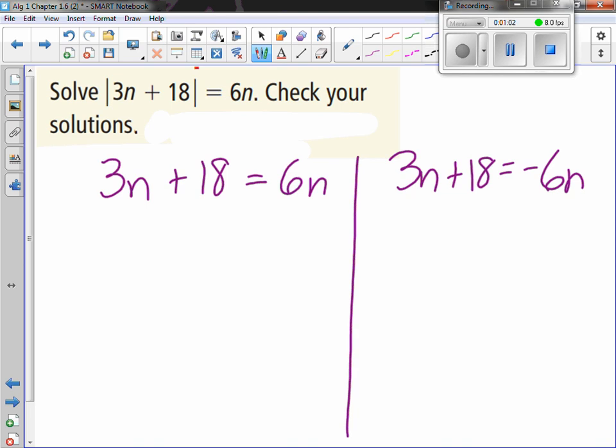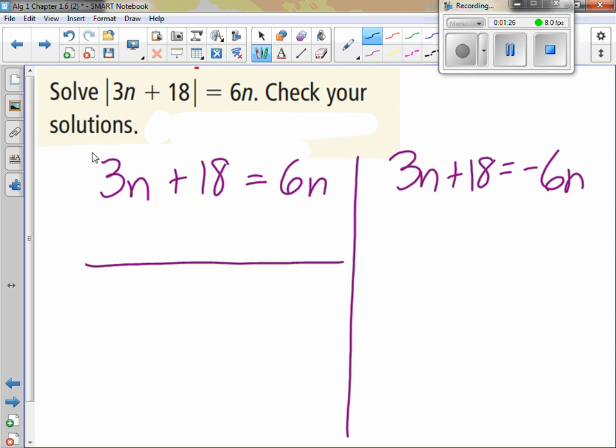So we need to get the variables on the same side. Now we could add or subtract 3n from both sides. So we're looking at the one on the right, not the one on the left. This one here. So I could subtract 3n from both sides, or I could subtract 6n. Which one do you think would be a little bit faster?